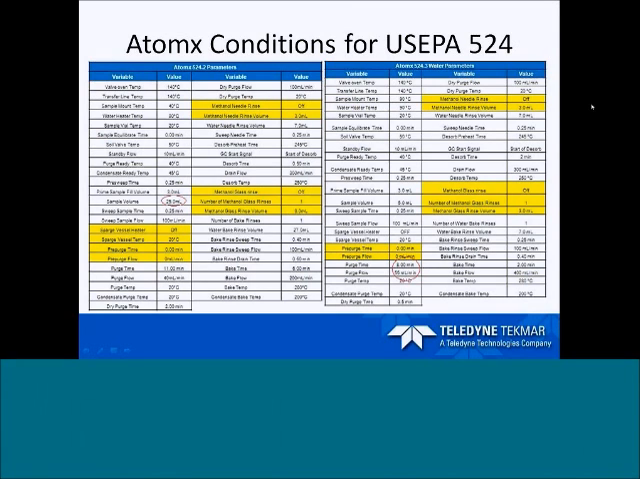And here are the Atomx conditions we use for 524. 524.2 is on the left, and 524.3 is on the right. I did want to again point out the slight difference between .2 and .3. For .2, we used a 25 ml sample volume, and for .3, we used a 5 ml sample volume. Also, .3 is a little more flexible about purge time and purge flow, so we could get a faster analysis time. We reduced the purge time down to 8 minutes, but we also increased the purge flow to 55 mL per minute, so you get about the same amount of purge volume.